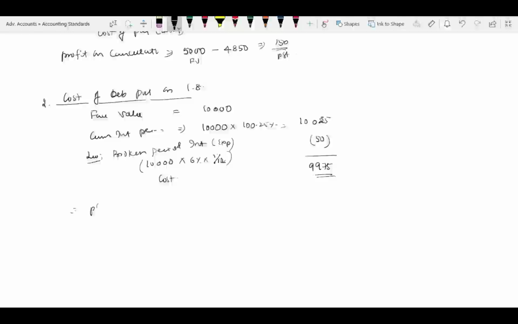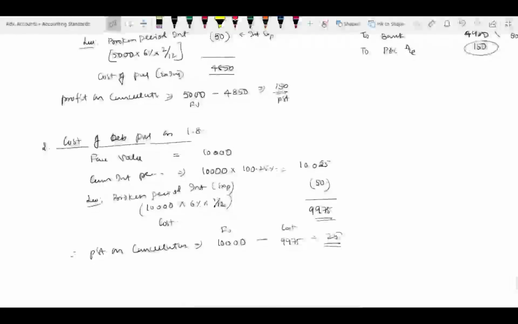So therefore, profit on cancellation. The face value of debentures purchased is 10,000, but I purchased, the cost of investment was 9,975. Therefore, 25 rupees is a profit. So this is what I am going to do on 1st August.